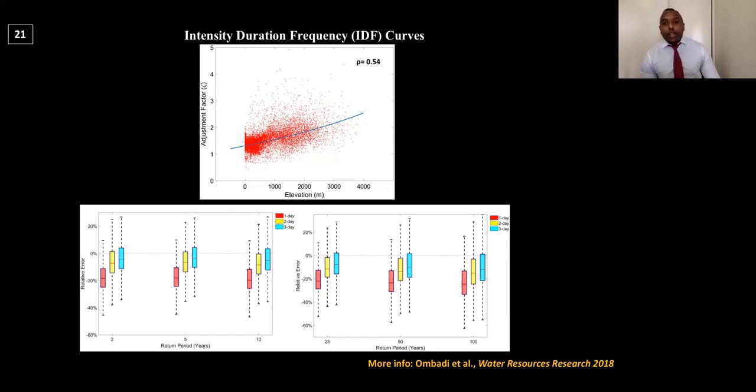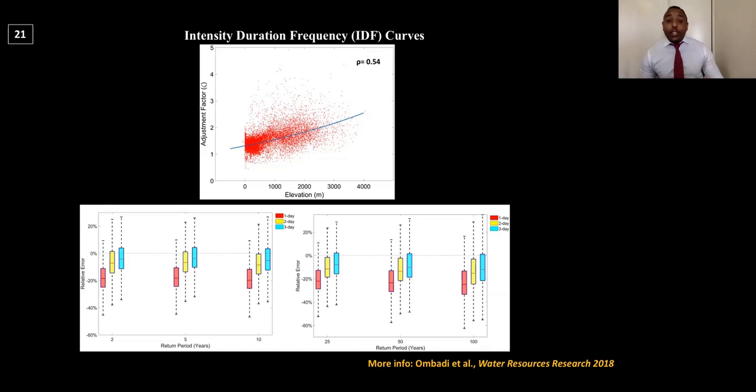And these results really show the potential of using satellite-based precipitation observations to develop IDF curves. However, I also think that there is a lot to be done in this domain. And I anticipate that in the coming years, we are going to see some exciting results coming out of this type of research.